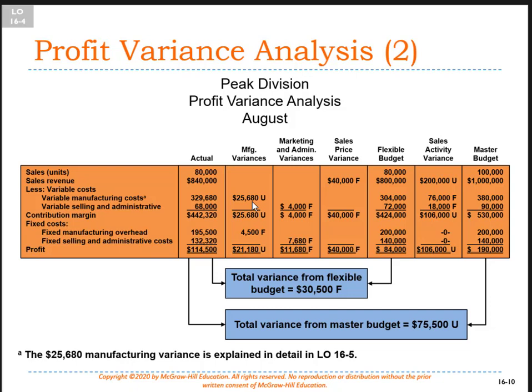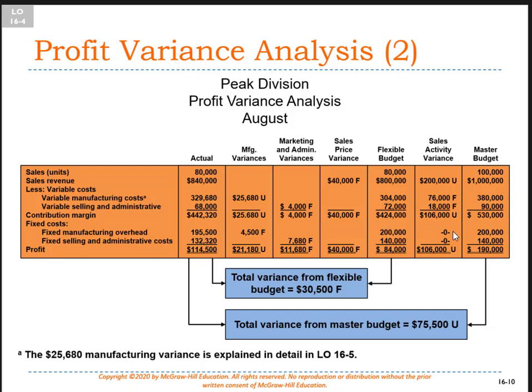See, that had been covered up by our sales activity variance when we were looking at the budget to actual, which is why it's so important that we have the flexible budget here to compare. But on the selling and administrative variable, we should have spent 72 at 80,000, but we only spent 68, so that's $4,000 favorable.